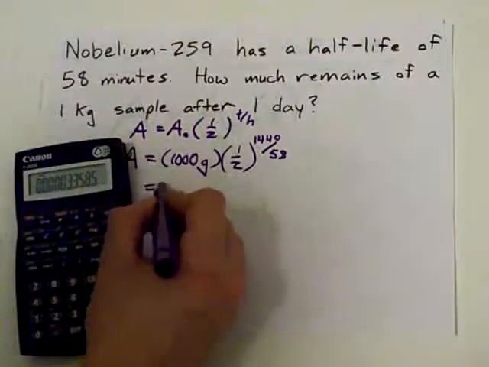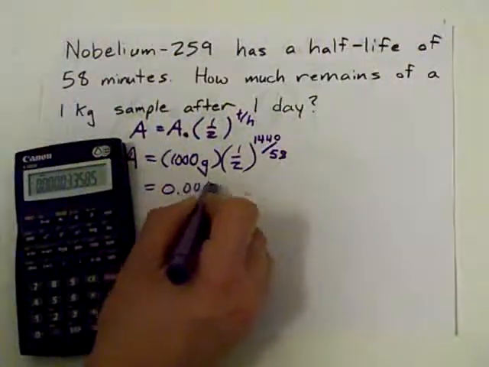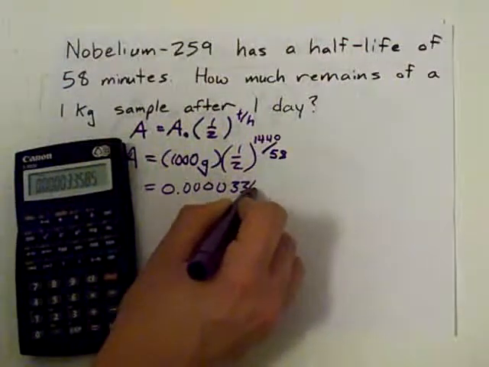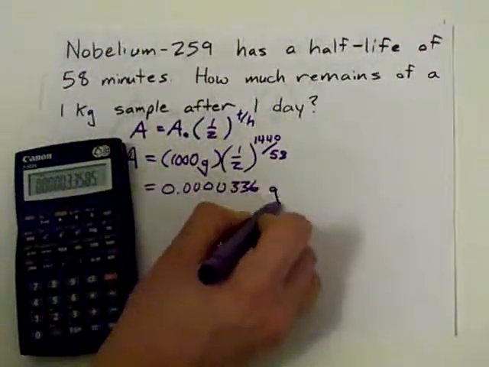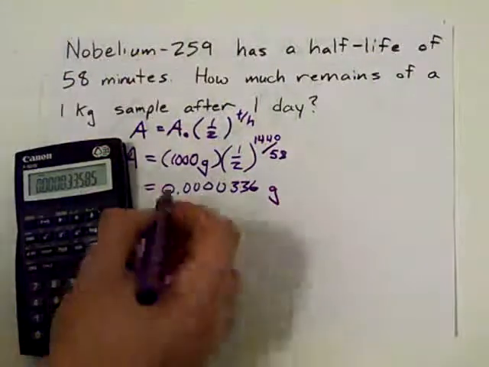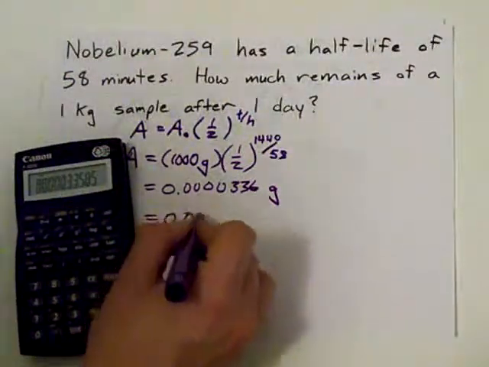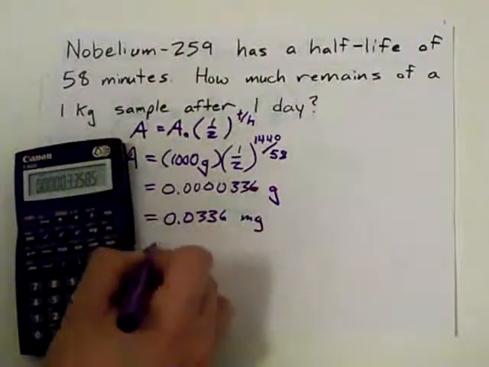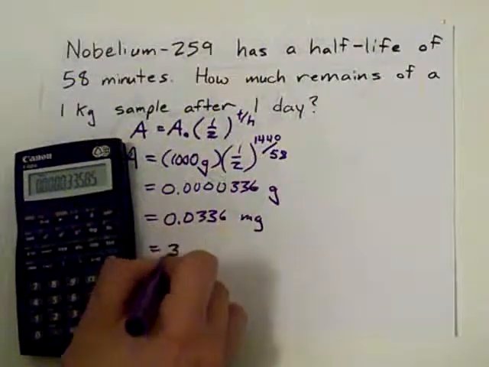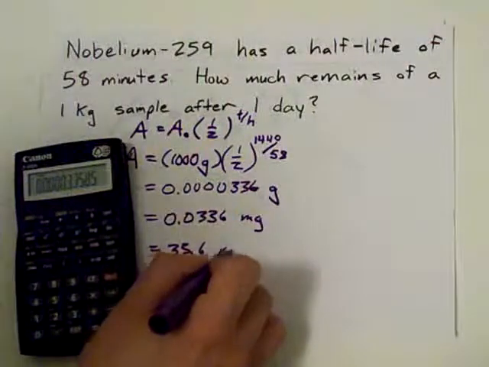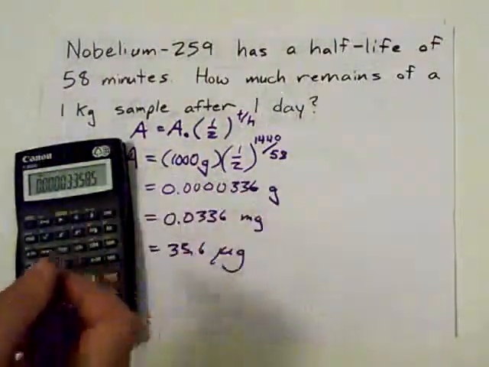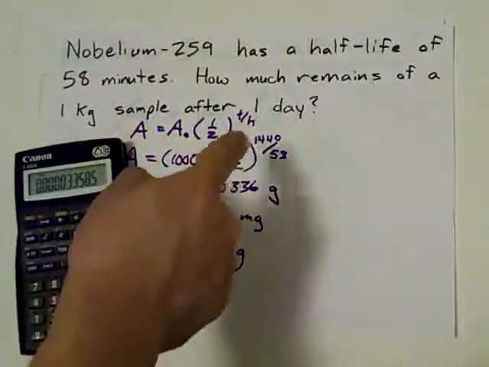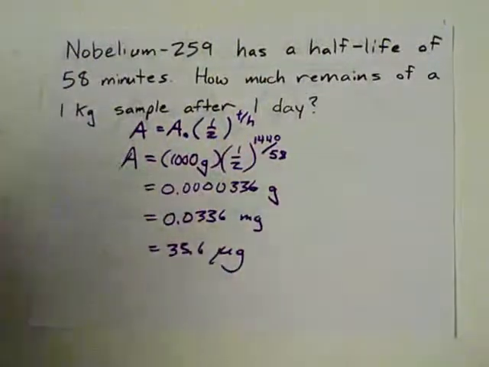The answer we get is 0.0000336. And I used grams, so this is in grams. If I was going to convert that, it would be 0.0336 milligrams, or 33.6 micrograms. I don't really care if you can do the conversion. I care that you can use this formula properly. Practice it, do it. Exponent first, times next.